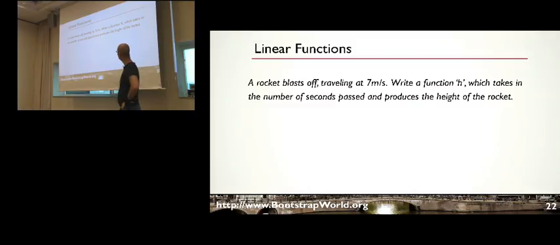Rocket blasts off, traveling at 7 meters per second. Write a function that takes in the number of seconds passed and produces the height of the rocket. If you can think back to your days as a young student, does this look familiar? Does this look like the kind of problem you've seen in school? It's a standard math problem.